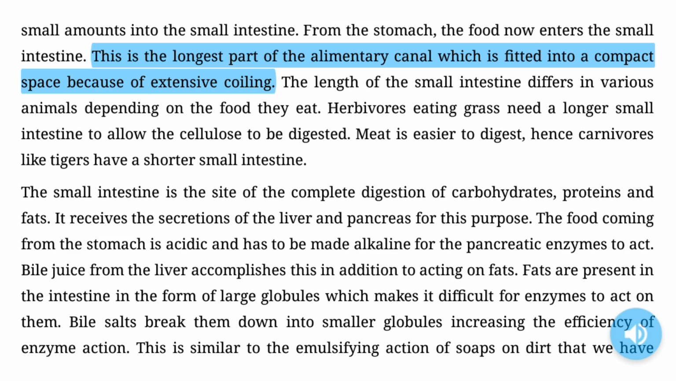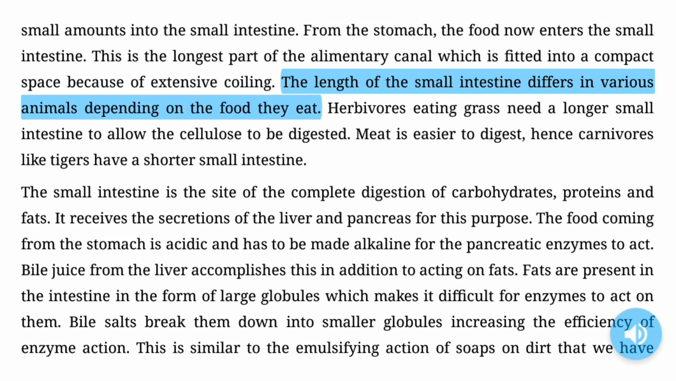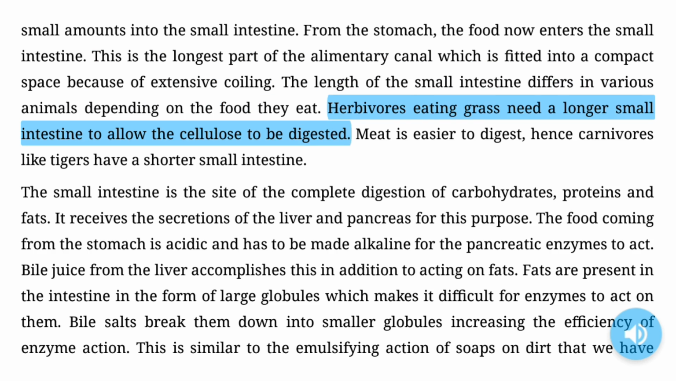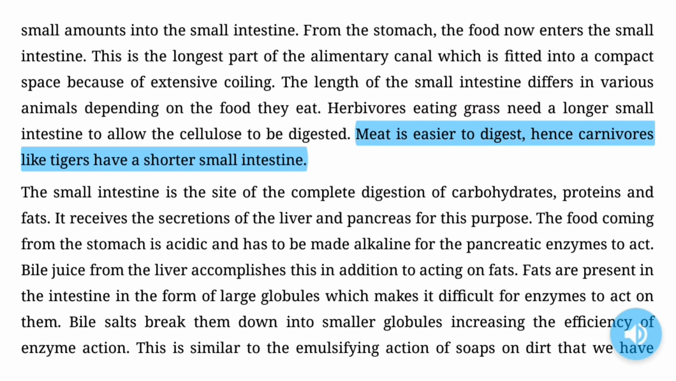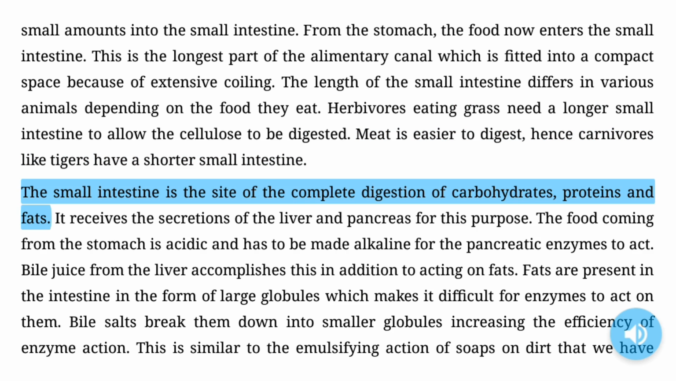This is the longest part of the alimentary canal, which is fitted into a compact space because of extensive coiling. The length of the small intestine differs in various animals, depending on the food they eat. Herbivores eating grass need a longer small intestine to allow the cellulose to be digested. Meat is easier to digest, hence carnivores like tigers have a shorter small intestine. The small intestine is the site of the complete digestion of carbohydrates, proteins and fats.